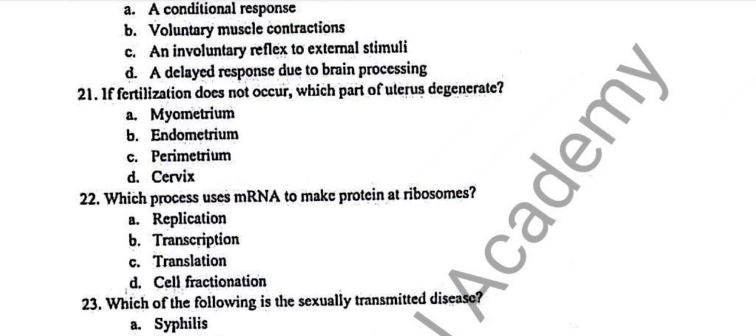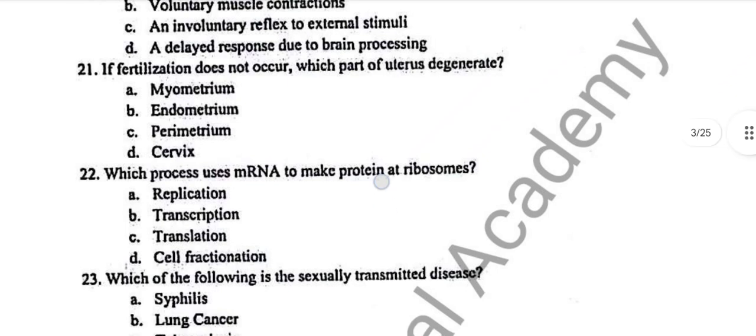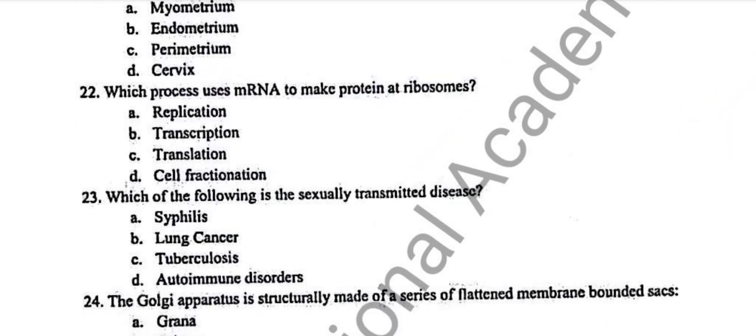Now comes question number 22. Which process uses mRNA to make protein at ribosomes? A. Replication. B. Transcription. C. Translation. D. Cell fractionation. And the correct option is C. Translation. Translation is the synthesis of proteins by decoding mRNA at ribosomes. Replication copies DNA. Transcription produces mRNA from DNA. Cell fractionation is a laboratory technique to separate cell components.